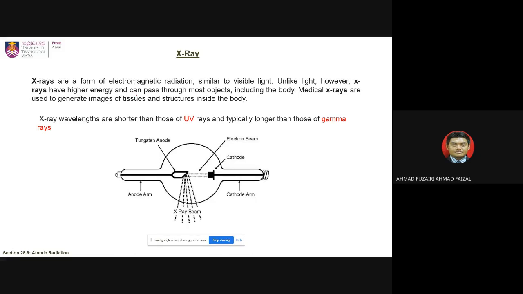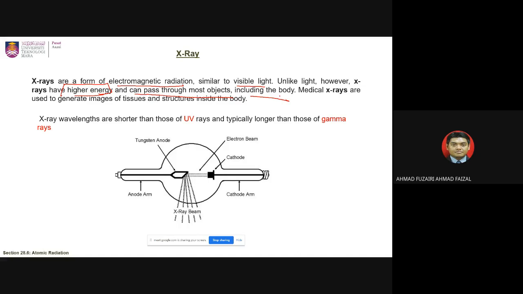X-rays are a form of electromagnetic radiation similar to visible light. However, X-rays have higher energy. This is a very good term: higher energy, and they can pass through most objects, including the body. That's how we use X-rays to look at what is inside our skin, for example, inside our body.